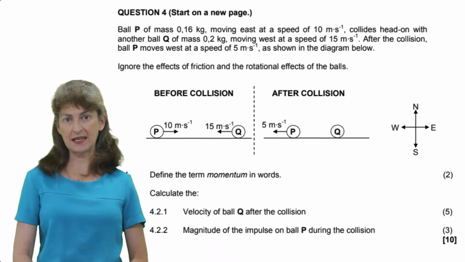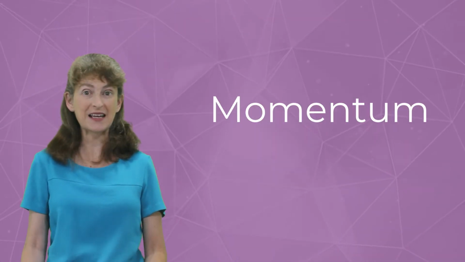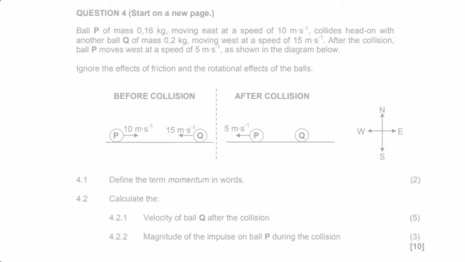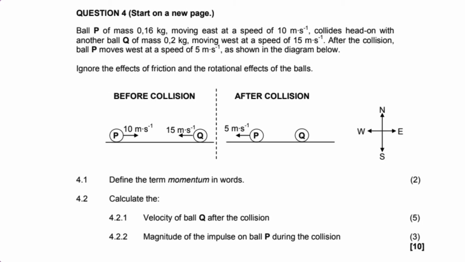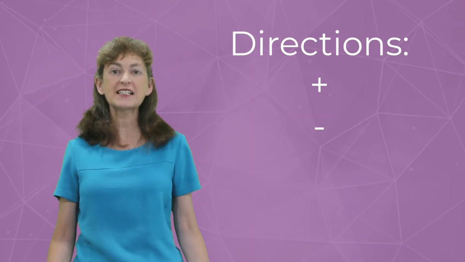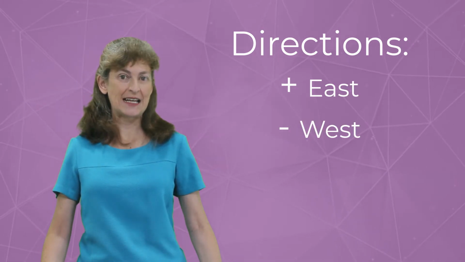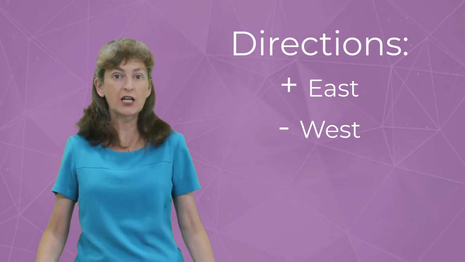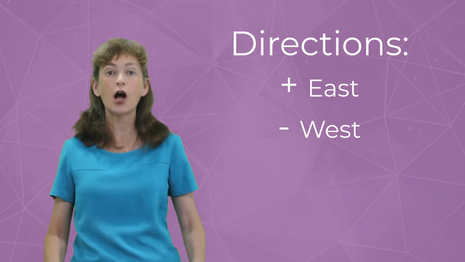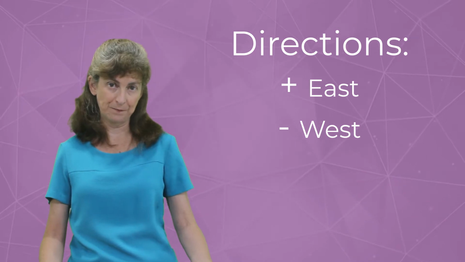In questions like this, it's very important to include direction because momentum is a vector quantity. Since this is linear motion, we can represent the two possible directions with signs, plus and minus. So we start by specifying what we mean by these. Let's choose east to be positive. It doesn't matter which direction we choose to be positive, as long as we apply that consistently, we'll get the same answer.